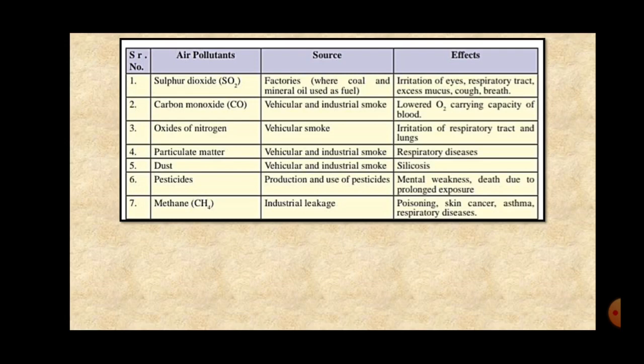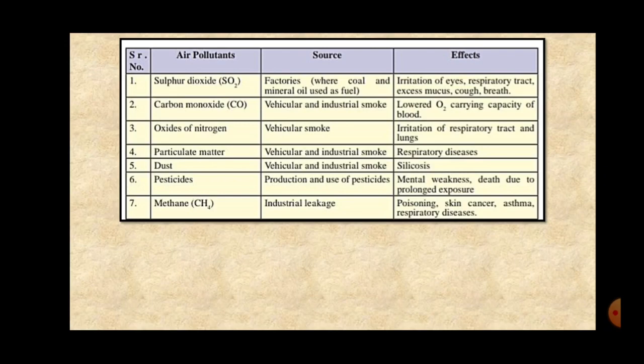Then oxides of nitrogen, nitrogen dioxide, nitric oxide, all these are also given out from the vehicles, and all these cause irritation in the respiratory tract and damage to the lungs. Then particulate matter, again given out from the vehicles and industrial smoke, also leads to many types of respiratory diseases. These small particulate matter, when inhaled by us, accumulate inside our lungs, and then breathing becomes difficult.